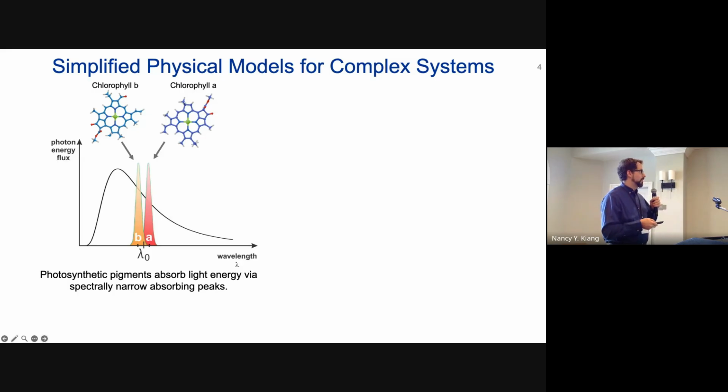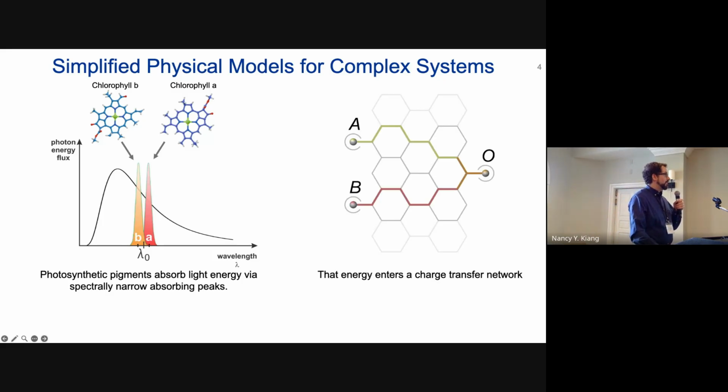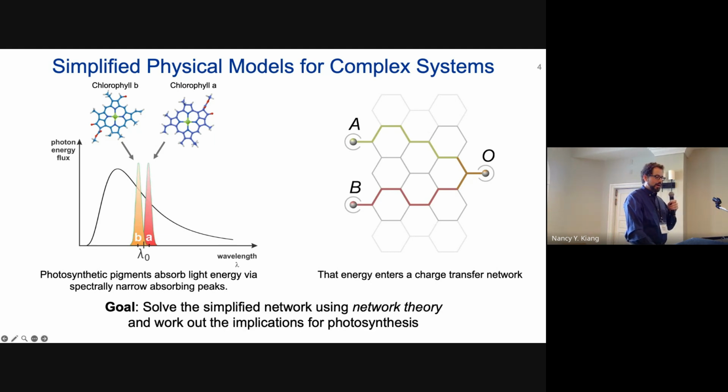So you have a solar spectrum. There's some distribution of photons as a function of wavelength, and my pigment molecules are picking out some narrow pieces of that. And as they are absorbing energy, that energy is going into some sort of charge transfer network to become an output. But I'm going to just stick with this level. We've heard a lot about what goes on inside that network in various systems. Our goal here is more to solve this basic system using some mathematics borrowed from network theory and see if it can have any implications for photosynthesis.